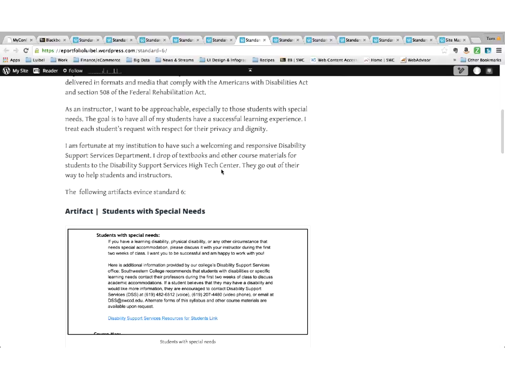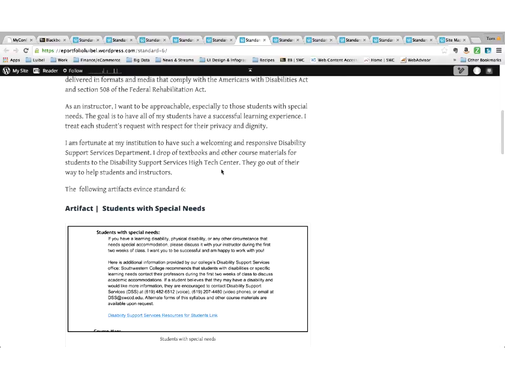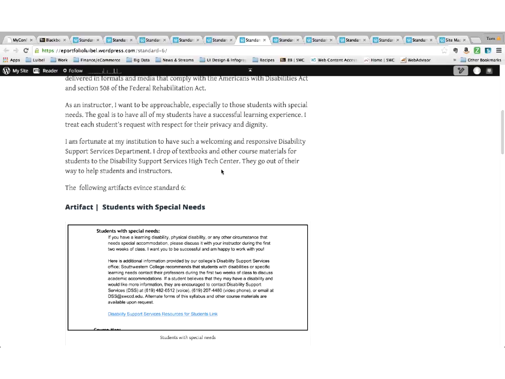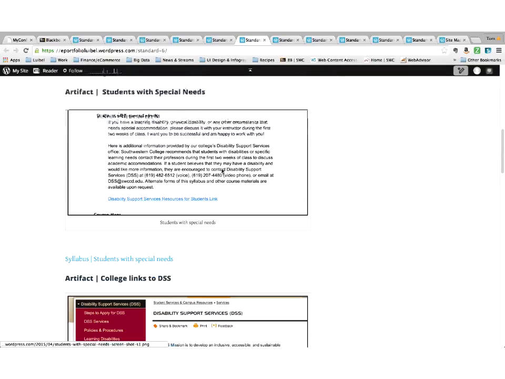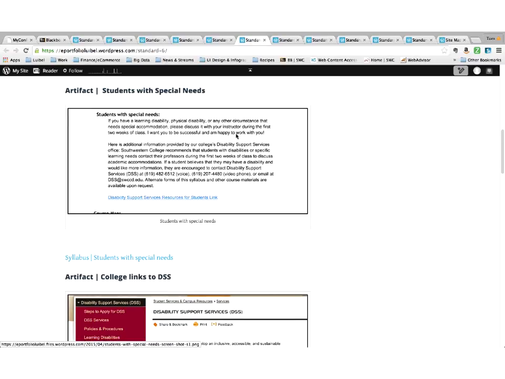I'm fortunate in my institution to have such a welcoming and responsive Disability Support Services department. I drop off textbooks and other course materials for students to the Disability Support Services High Tech Center. They go out of their way to help students and instructors. So it all starts with the policy in the syllabus addressing students with special needs. This policy, by the way, is a district-wide policy that we have to include in our syllabus. Every course syllabus has to have this, and I also go over this in the orientation.